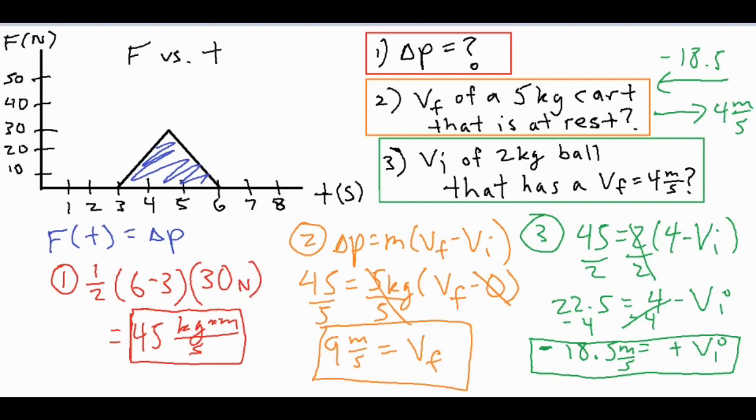So again, when taking a look at these force versus time graphs, if you find the area underneath your line, then you can find the impulse, which is a change in momentum, plug it into one of your formulas, and then solve for an unknown variable.